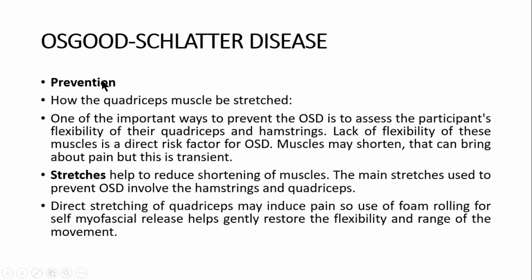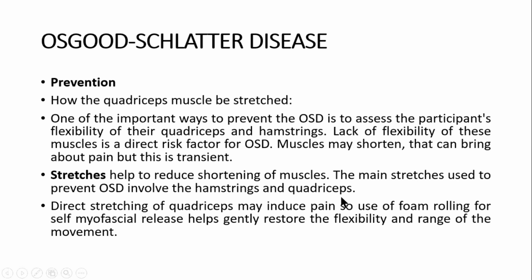How to prevent the disease, and how should the quadriceps muscle be stretched? One of the important ways to prevent OSD is to assess the participants' flexibility of their quadriceps and hamstrings. Lack of flexibility of these muscles is a direct risk factor for Osgood-Schlatter disease. Muscles may shorten, which can bring about pain, but this is transient. Stretches help to reduce shortening of the muscles.